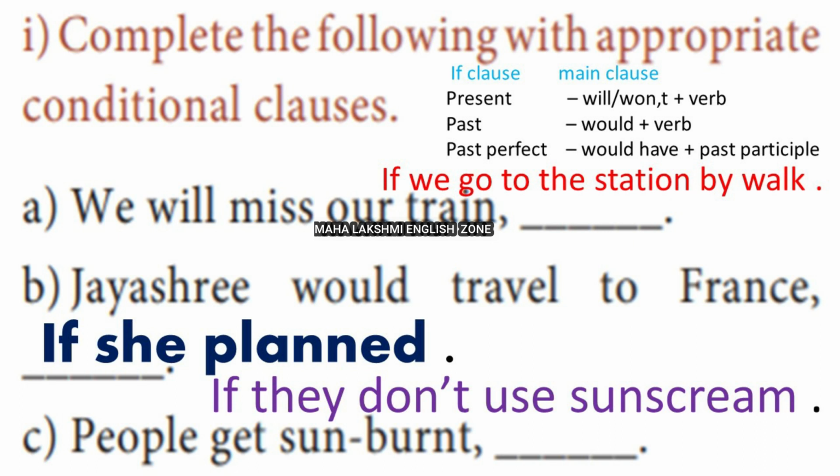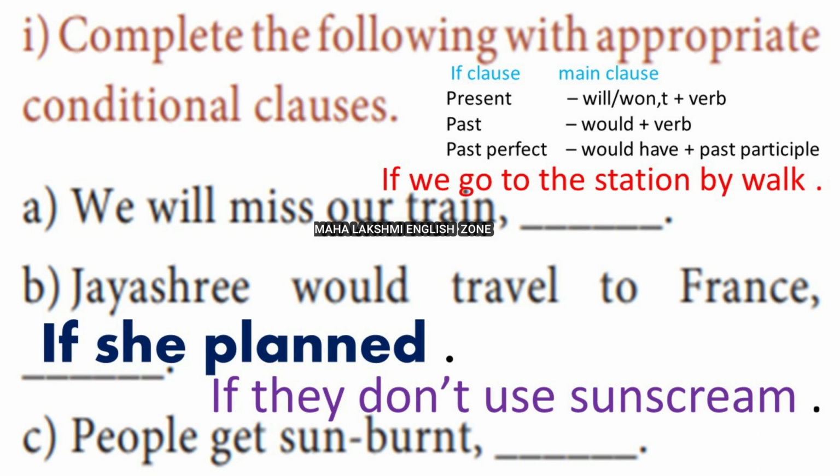Complete the following with appropriate conditional clauses, and we should remember our clue. Present, if it is present, the answer will be will plus verb or won't plus verb. If the verb is in past tense, the answer should be would plus verb, and if it is in past perfect, our answer should be would have plus past participle. It is very important here, past participle, that is third form of the verb. For present and past, we are just writing the verb form, general verb form, but for past perfect, we should take the third verb form, that is past participle.